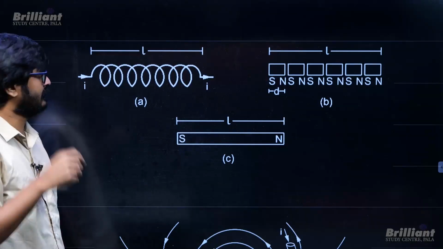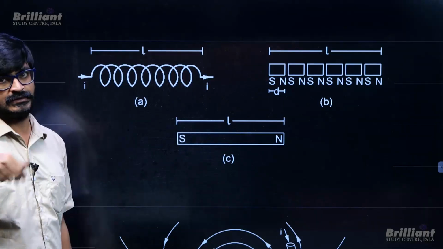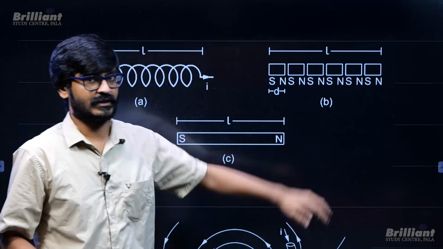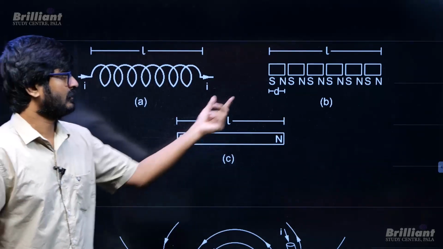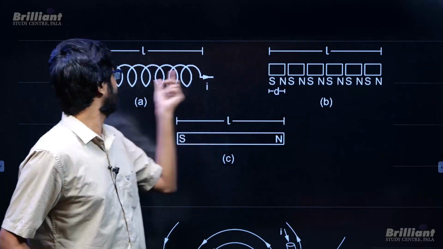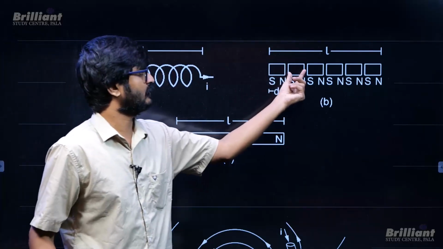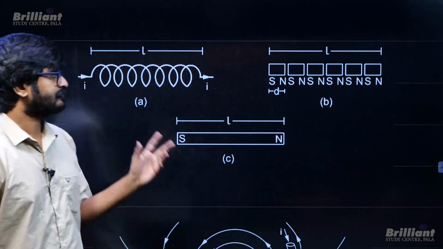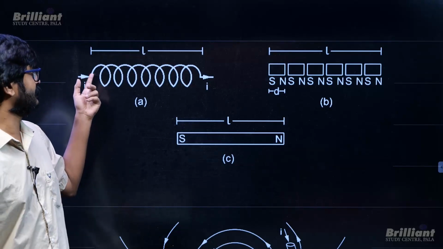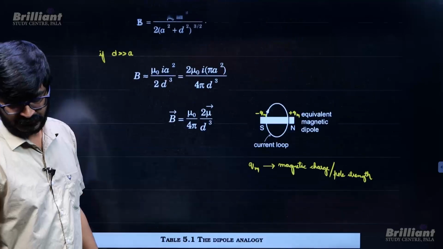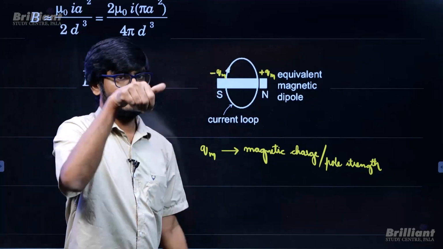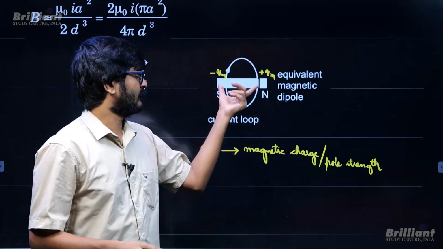current carrying solenoid, now if you want to find the field at a far away point, each loop you can visualize it like a small dipole, right? Each loop you can visualize it like a dipole. Now this magnetic moment is I into A. Now what is this magnetic moment?